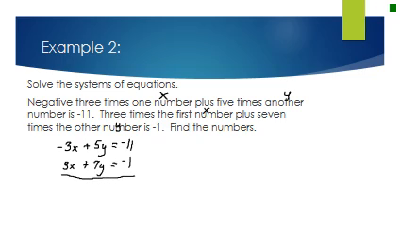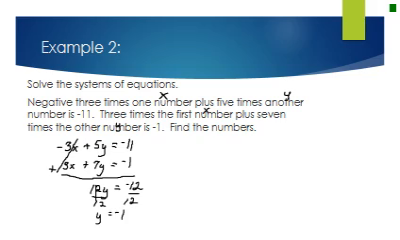So now we look to make sure that we've got opposites, because we're going to add here. Negative 3x and 3x are opposites, and whenever we add, they cancel out. And then we've got 5y plus 7y, that gives us 12y equals negative 11 minus 1, which is negative 12. Divide by 12, and y equals negative 1.